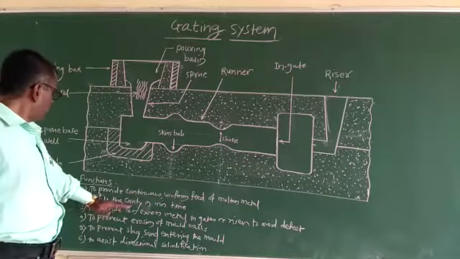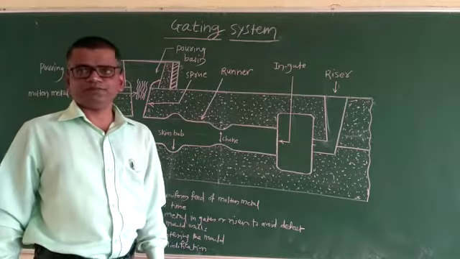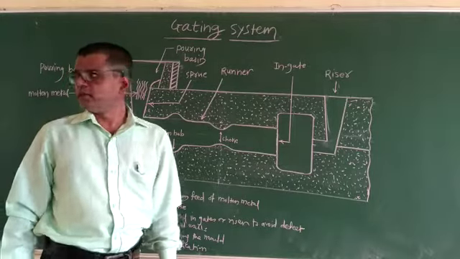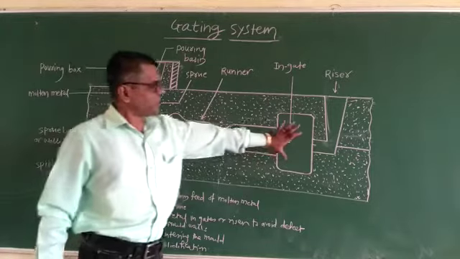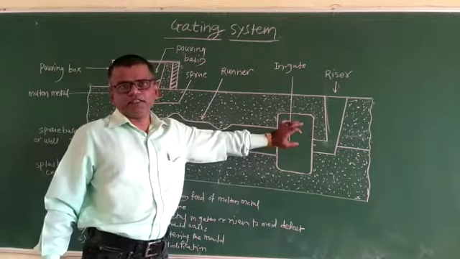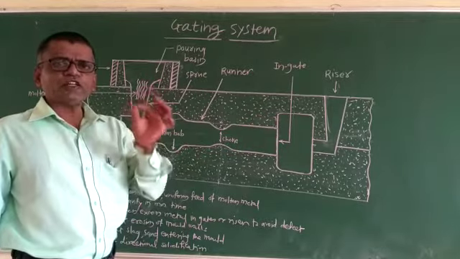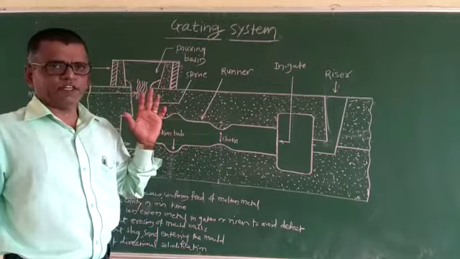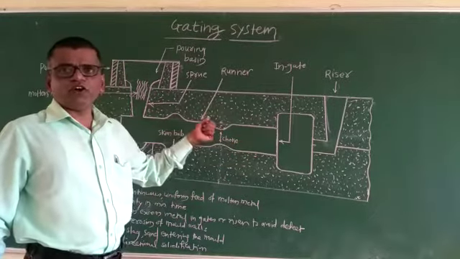Second principle: to fill the cavity in the shortest possible time. That is the second principle used in the gating system. You have to fill the cavity that is made in the molding sand in the shortest possible time. Otherwise, there will be earlier solidification of the molten metal.